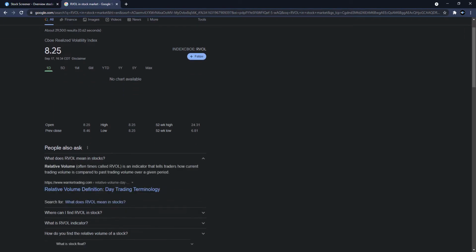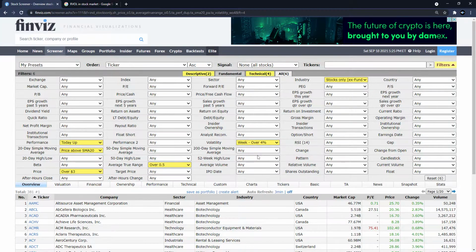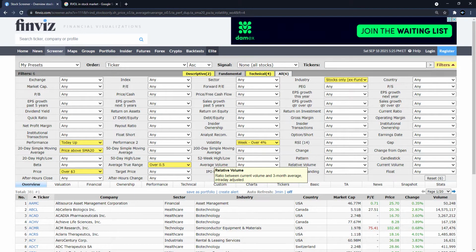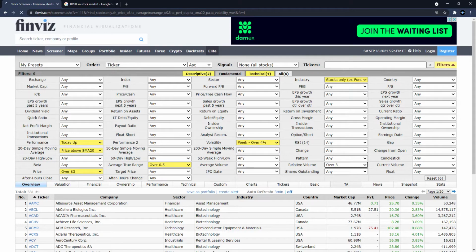What does the RVOL mean in the stocks? So the relative volume is an indicator that tells traders how current trading volume compares to past trading volume over a given period. This period will be for the relative volume in the past like three months. So what we want to fill right here, of course, is over 1.5, 1 to maybe 2 or 3. The 3 will be extreme.